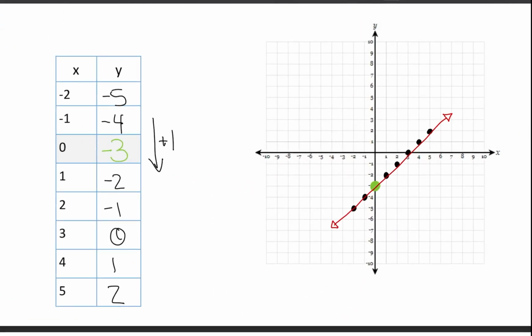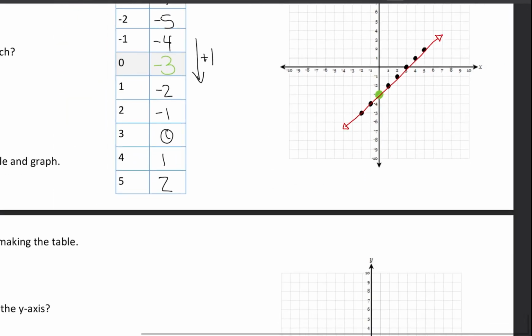So very good. And look, even the dots match up. So we had negative 2, negative 5. Here's negative 2 on the x. Oh, look at that. That points at negative 5. We have negative 1, negative 4. Look, that's where that points at. So these all line up. The math you do down your table tells you how to move on your graph.